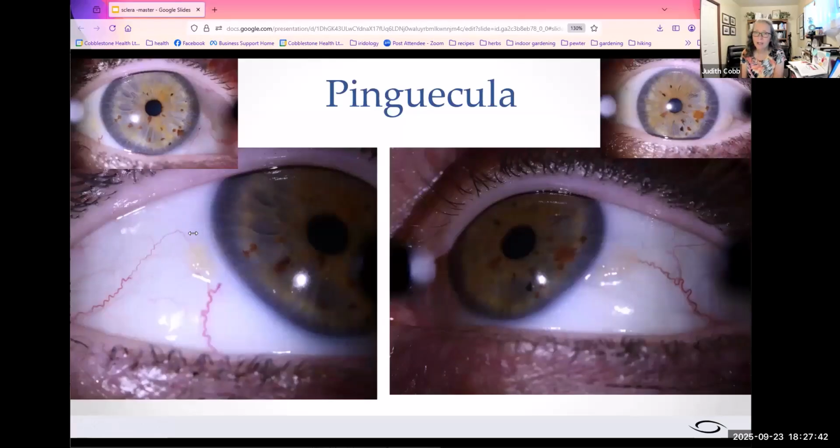Pinguecula. This is a pinguecula. So she's got this on both eyes. This is a female. She's in her late 30s. She came in wanting help with allergies and depression. Both of those problems can have many physiological root causes, and certainly, particularly with the depression and even somewhat with the allergies, there can be emotional root causes as well.